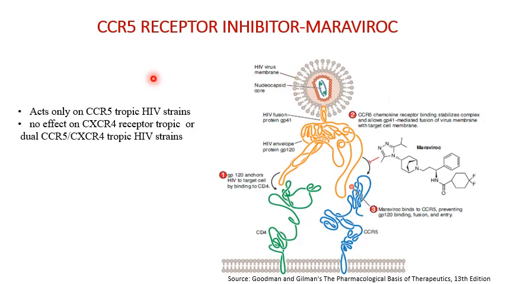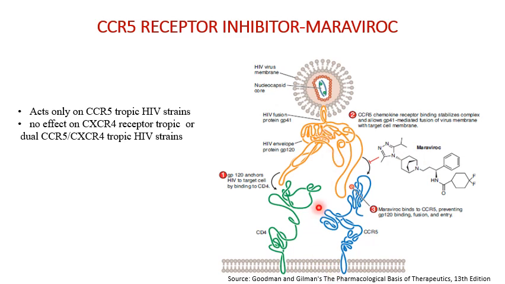Okay, the next drug is Maraviroc, a CCR5 receptor inhibitor. So this is also an entry inhibitor. It blocks the CCR5 receptor, which is a chemokine receptor that acts as a co-receptor. We know this CCR5 receptor, along with the CD4 receptor, is essential for the binding of HIV virus to the host cell. So Maraviroc blocks the CCR5 receptor and prevents the entry of virus into the cell.